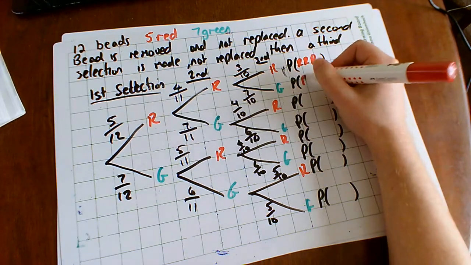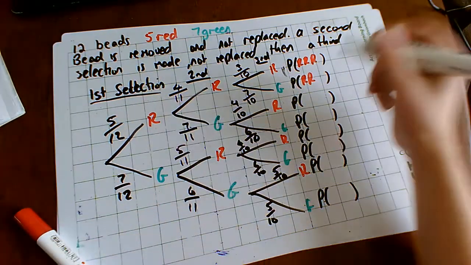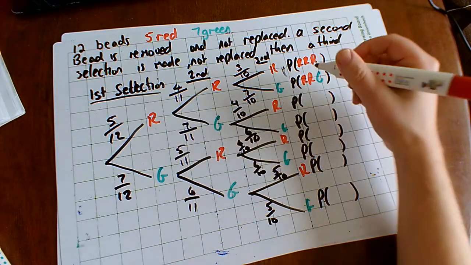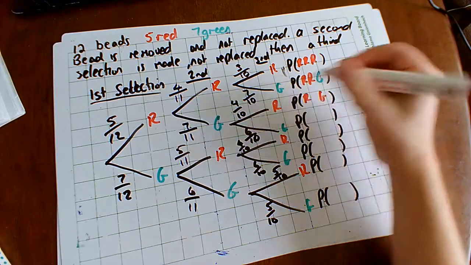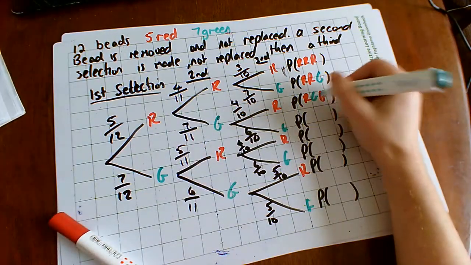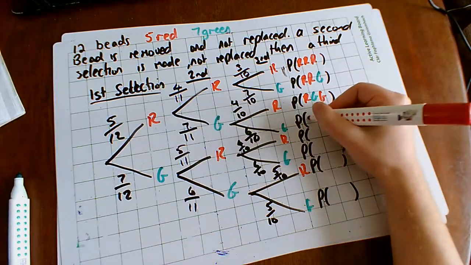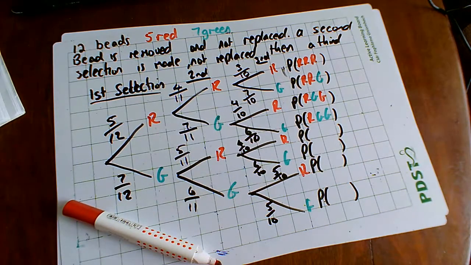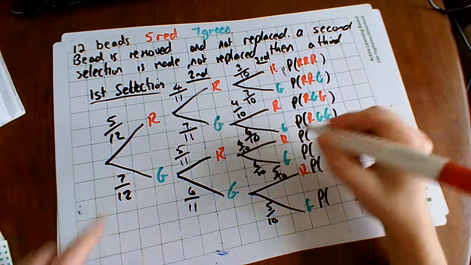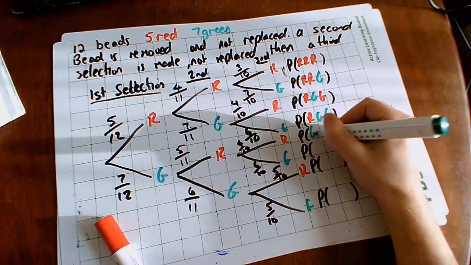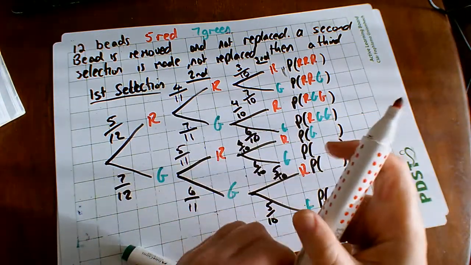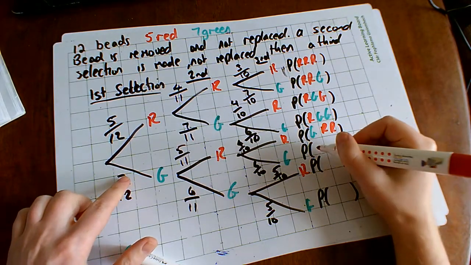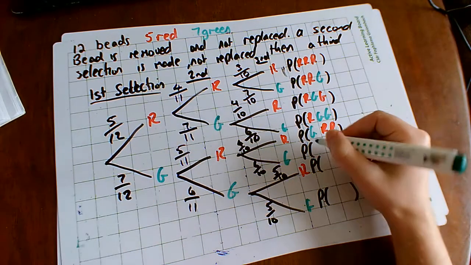If we follow the second path, red, red, green. If we follow the third path up there, it's going to be red, green, red. If we follow this, it's going to be red, and then you can see green, green. Just make sure you can get those. If we follow the bottom path, obviously the first one is going to be a green, and then it's going to be red, red. And if we follow the second path, it's going to be green, red, green.